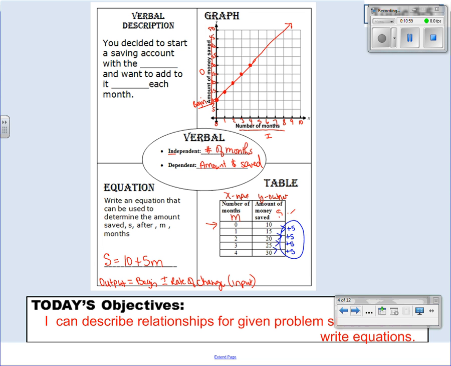So our first blank deals with what we began with. So you started the savings account with the amount of $10. That's our beginning amount. And you want to add to it, well, how much did we add to it each month? Let's go back to our table and we see we added $5 each month. So our first blank was our beginning, second blank was how much it has changed.